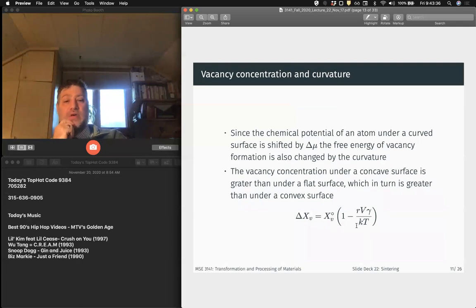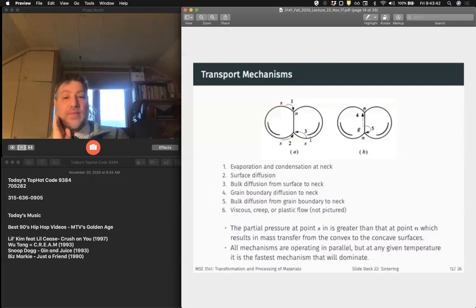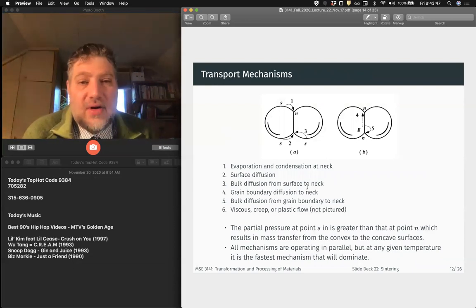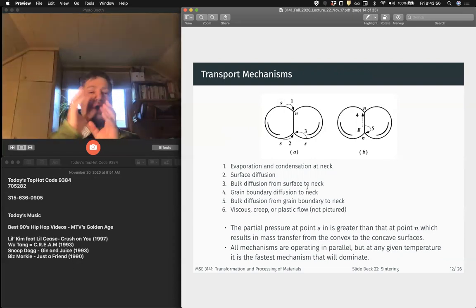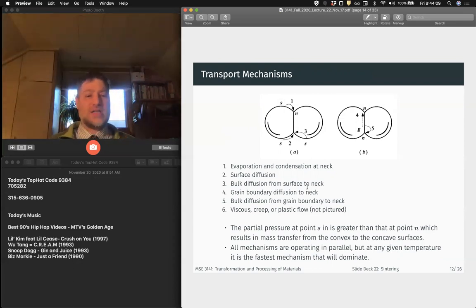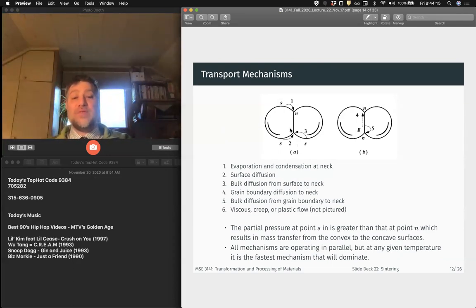Okay, so we have our vacancy concentration. We have a bunch of different mechanisms. If we're trying to think about sintering, we need to move atoms from one part of the particles to the other to achieve the aim of either densification or coarsening. So what mechanisms do we have available to us to transport material? Well, we've got quite a few.